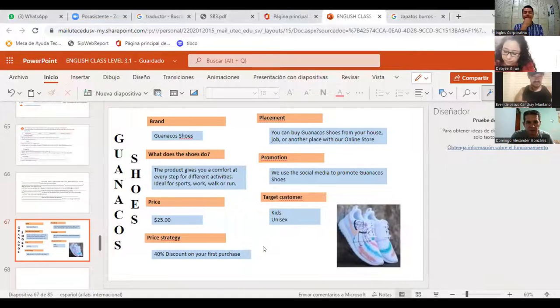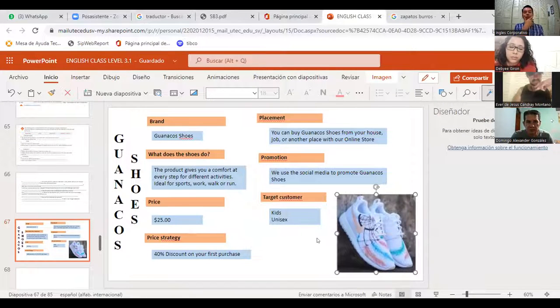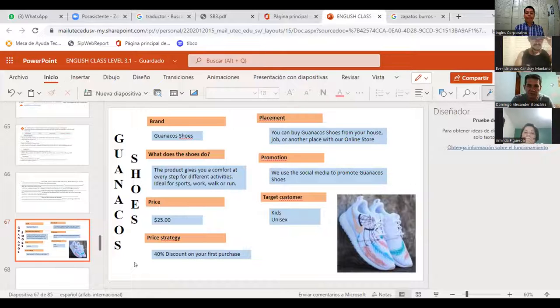Good evening, everyone. In our group, our product is shoes, and the brand is Guanaco shoes. What do the shoes do? The product gives you comfort at every step for different activities. Our shoes are ideal for sport, work, walking, or running. All the activities imply moving on. The price of our shoes is $25.